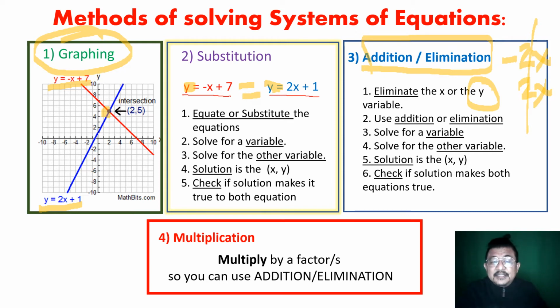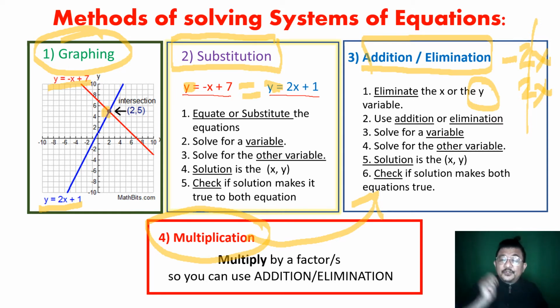But sometimes you cannot eliminate. So actually, there are basically four ways. If you cannot eliminate, you could do multiplication. You multiply your equations so that you could use the addition elimination. All right. So remember those four methods. We will use any of the following.